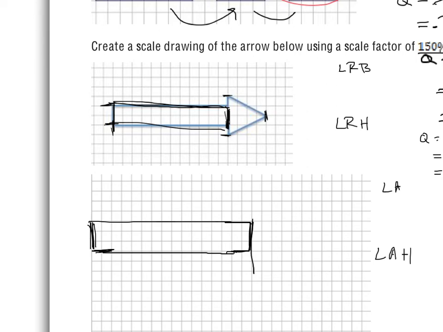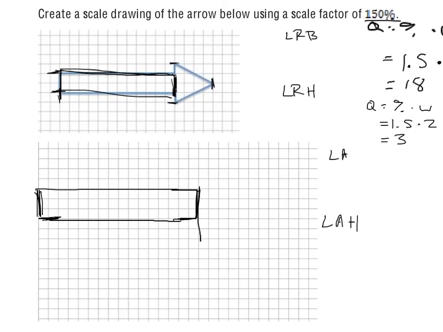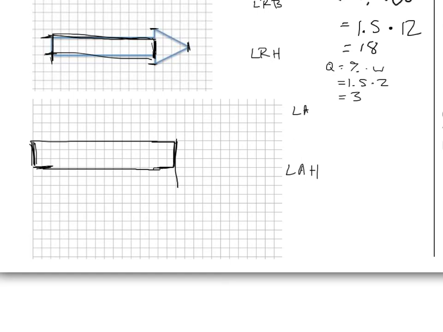And now I need the height of the arrow portion. I'm going to deal with that first. So Q is equal to percent times whole. And it's originally 4 units, which means my final is going to be 6 units. So this is 3. That means I need 1.5 units on either side. So I'm going to stop it here, and 1.5 units on the other side. Stop it there.